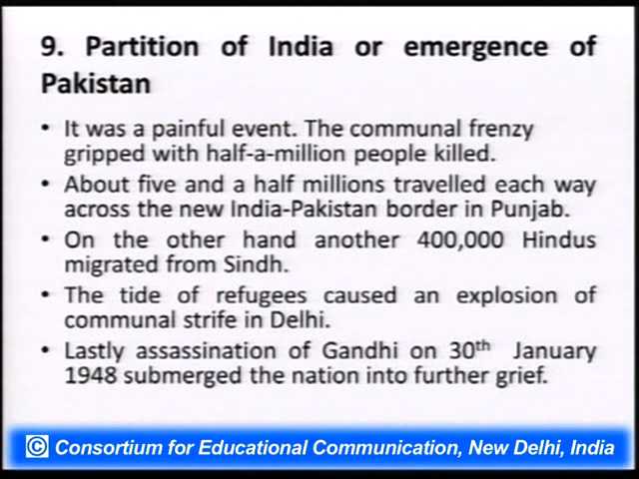Communal frenzy gripped the land, with 500,000 people killed and about 5.5 million traveling from each side across the India and Pakistan border in Punjab. On the other hand, 400,000 Hindus migrated from Sindh. The tide of refugees caused an explosion of communal strife in Indian society. And lastly, it led to the assassination of Gandhiji on 30th of January 1948.